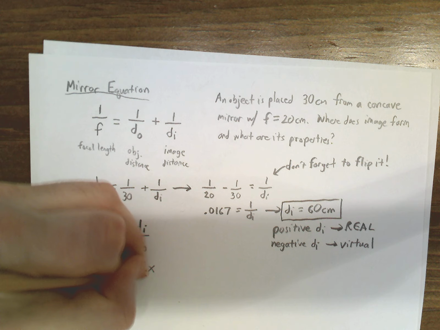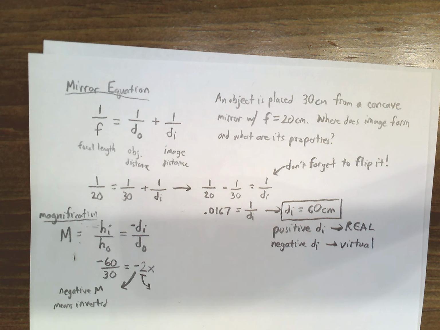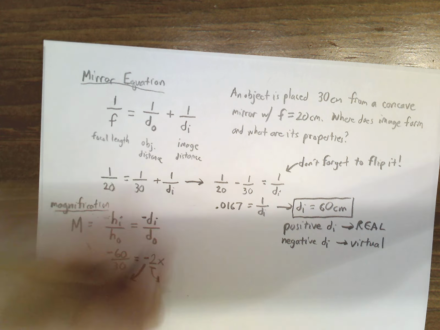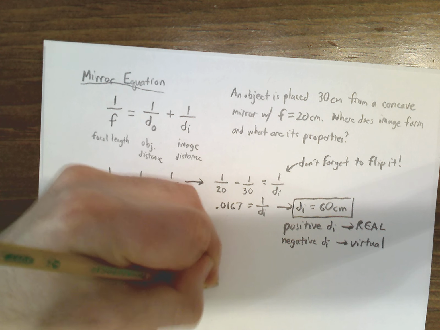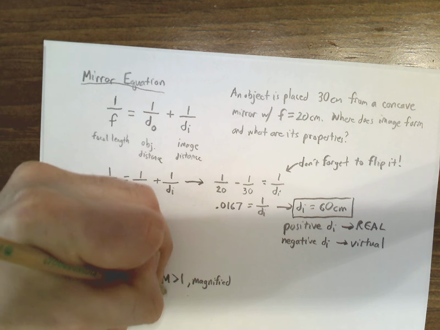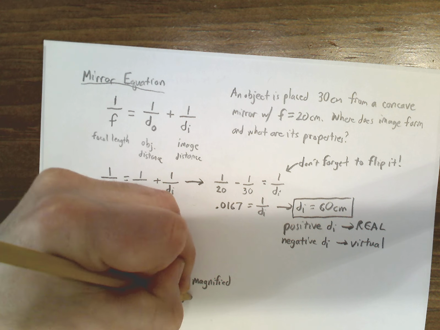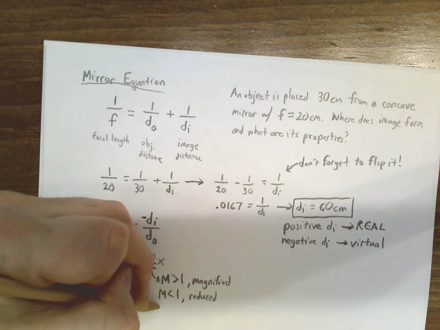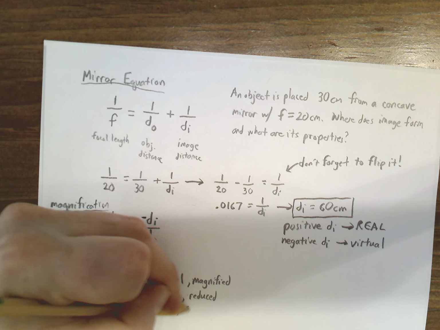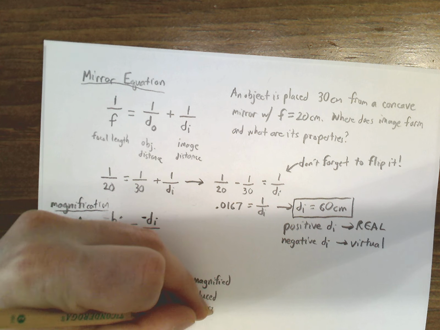The 2 here tells us that it's 2 times the size of the other one. So the fact that the magnitude of M is greater than 1, that means it is magnified. It is larger. If we had M less than 1, that would be reduced. So in other words, you're multiplying it by a fraction. And then if M were equal to 1, that would be the same size.